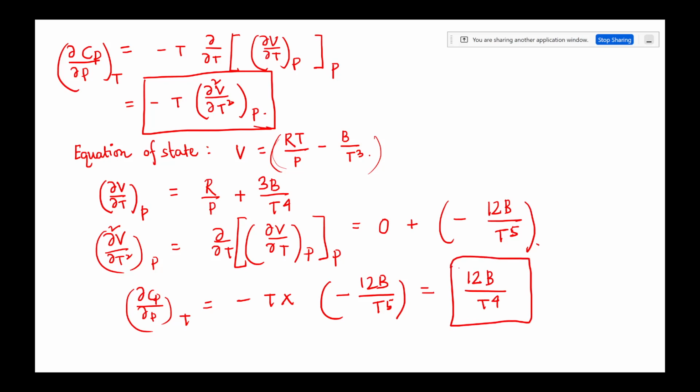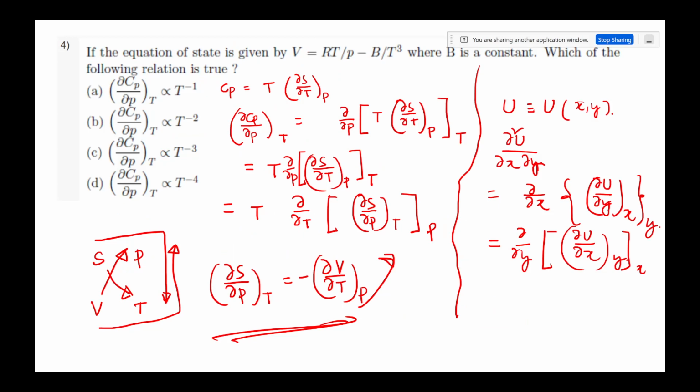So the question asks which of the following relations is true. This is the true relation: del Cp del P at constant T varies as T to the power minus 4. Right? Is it clear?